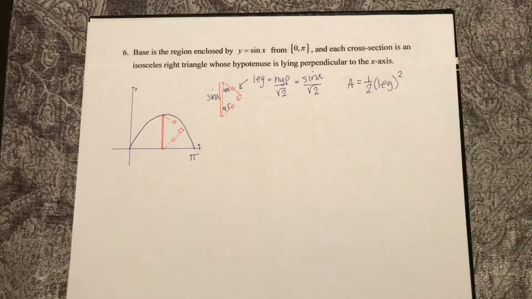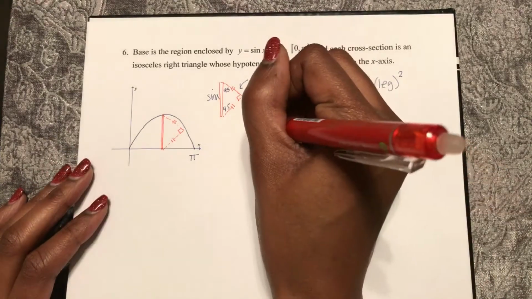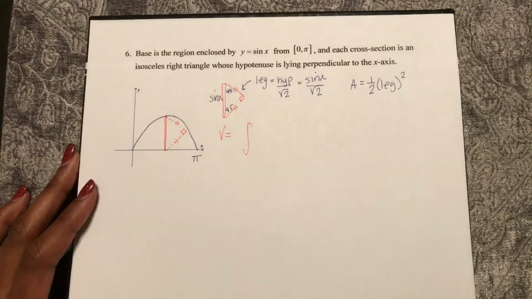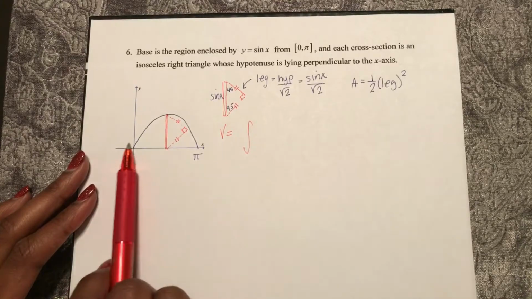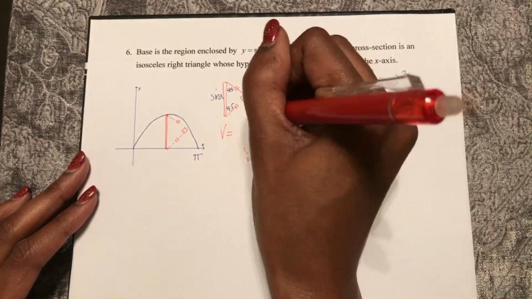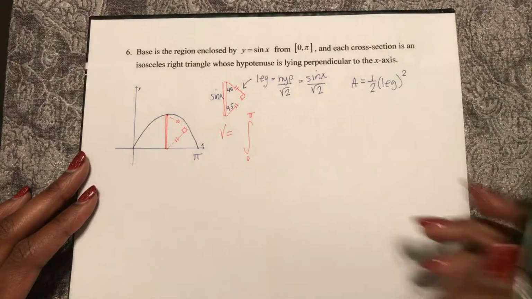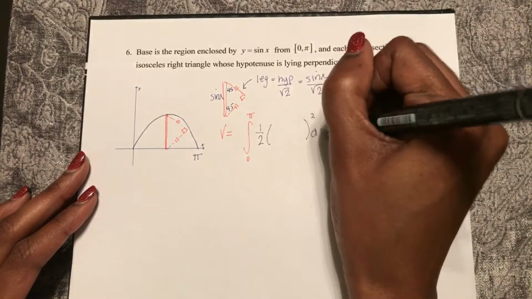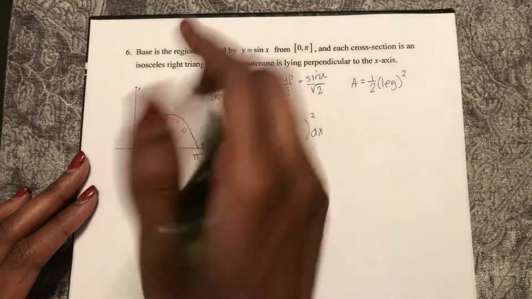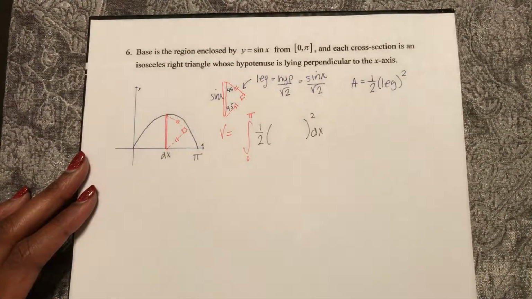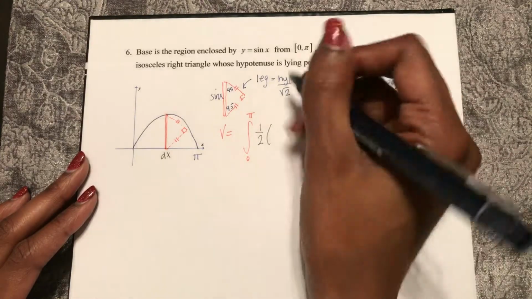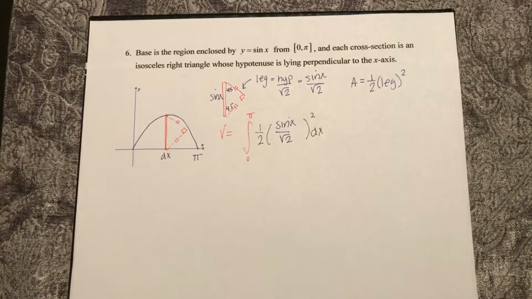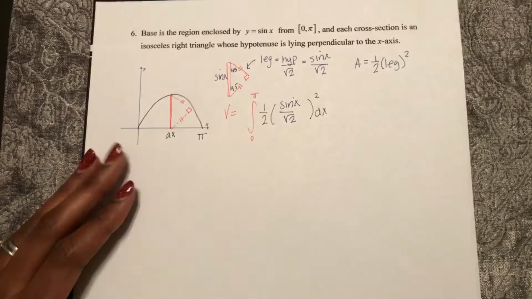So now we can set up an integral to find this volume. The integral will put infinitely many of these isosceles right triangles from 0 to pi. And the area of each of those triangles is 1/2 multiplied by my leg squared, multiplied by the thickness of this cross section, which is a very small change in x. So remember, our leg is sine x over square root 2. So now that we've set up this integral, let's go ahead and solve it.